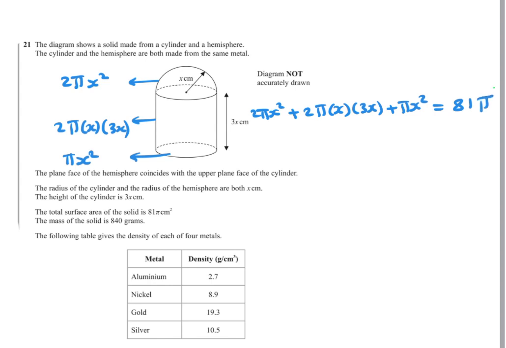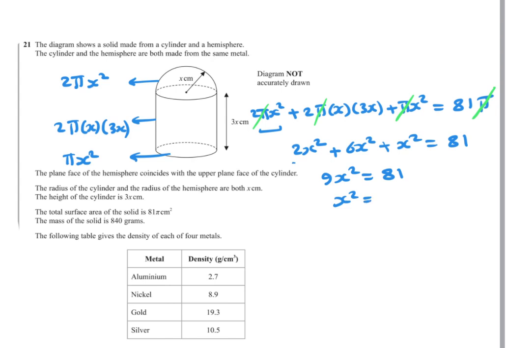You can cancel pi with pi. Now you are left with 2x squared, 2 times x times 3x equals 6x squared, so 6x squared plus x squared equals 81. 2 plus 6 plus 1 equals 9, so 9x squared equals 81. So x squared equals 9, square root, so x equals 3. Of course, x cannot be negative, so x equals 3.